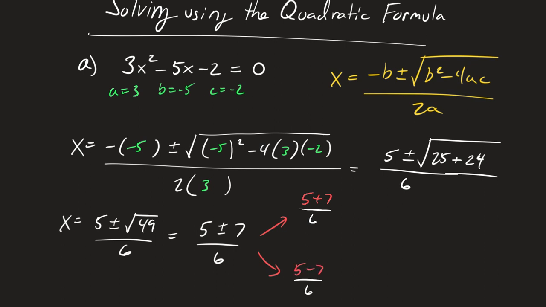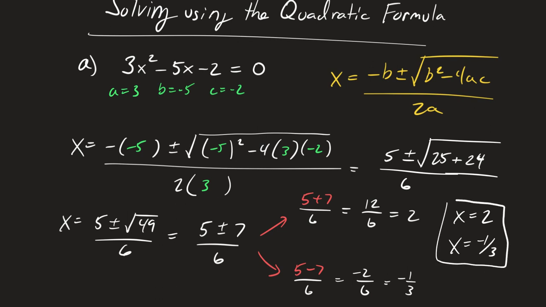So of course we get 12 divided by 6, which is 2, and here we get negative 2 divided by 6, which is negative 1/3. So those are our 2 values for x, 2 and negative 1/3.